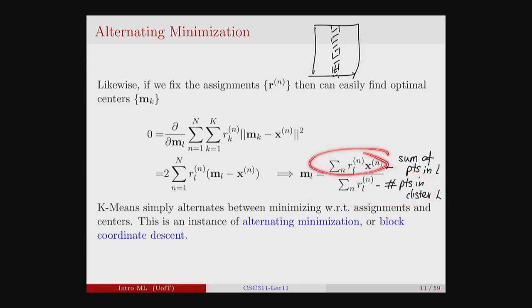And the numerator is the sum of the vectors that lie in the l-th cluster. It's taking the 1s here and multiplying them with the original vectors. So we sum up in our original data matrix only over the points that lie in the l-th cluster. Put these two together, and this is basically computing the average of the points in the l-th cluster. So that's how you solve this optimization problem and show that k-means alternates between minimization with respect to assignments and centers, and that this is an example of alternating minimization or block coordinate descent.